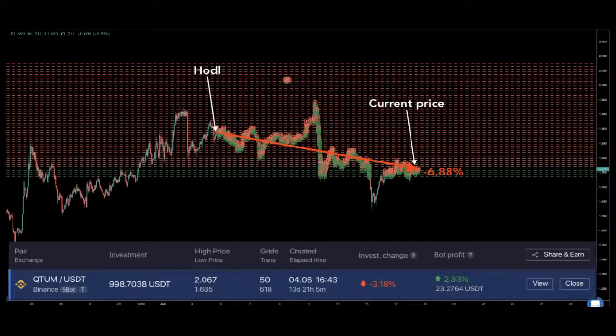Remember I mentioned that it keeps making profits for you regardless of the market direction. And you see this bot profit generated during the falling market is priced in the investment change. It basically offsets the negative value change. So that's why we only have minus 3% instead of almost 7% compared with a HODL strategy.